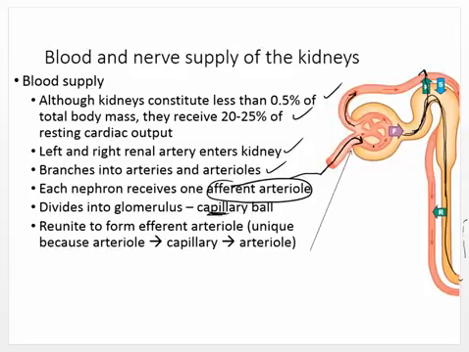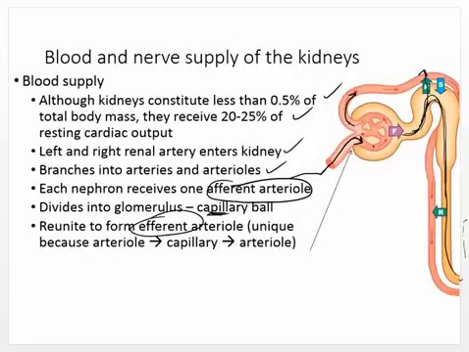Now that's unusual because we're used to going arterial, capillary, and then venule, but in this case we're not losing any oxygen. It's just being filtered, and so this is the way it goes there. Okay, so afferent arteriole, capillary, and then efferent arteriole.